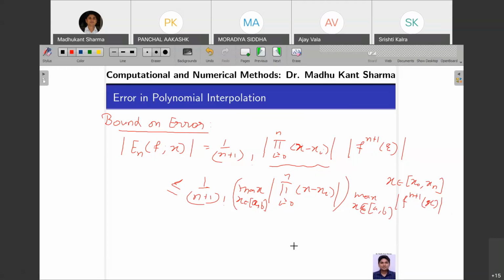Now let's see the error in linear interpolation. These are n plus 1 data points. So how would you find the maximum here? If I wish to make a remark here, this is a polynomial.